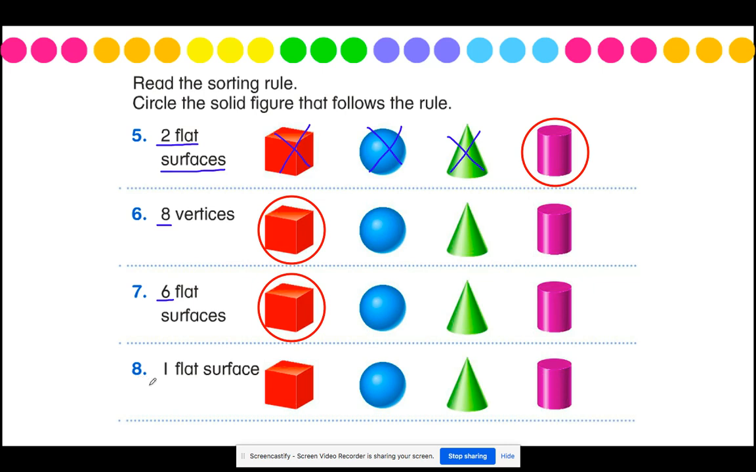Number 8, looking for which solid figure has only 1 flat surface. Look at the 4 choices and find the solid figure that has 1 flat surface. When you're ready, shout out your answer. I hope that you said cone. Cone is the only one that has 1 flat surface on the bottom.